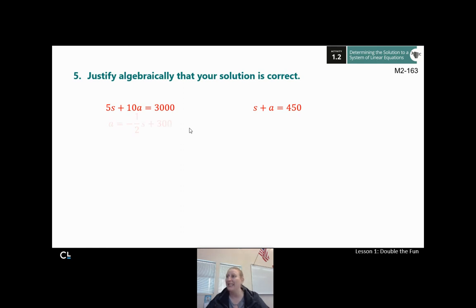Again, if we get them into the slope-intercept form, the general form, get our A's all alone, well, if they're both equal to A, shouldn't these be equal to each other? Go ahead and do the algebra to solve this, and then hit play when you're ready to check your work.